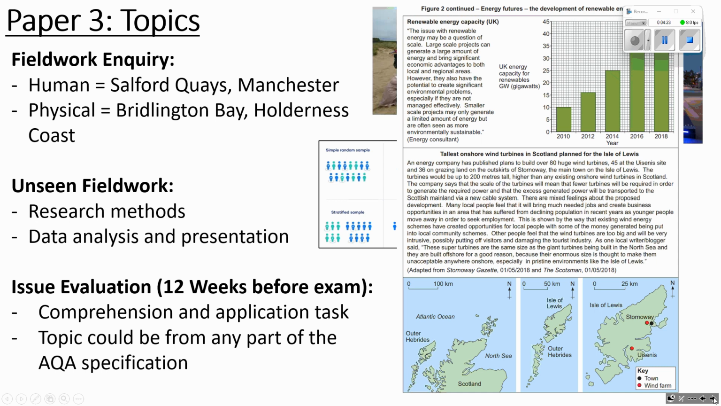You'll then be asked questions on this information within the exam, and it could be a topic from any part of the AQA specification, so it does change every single year.